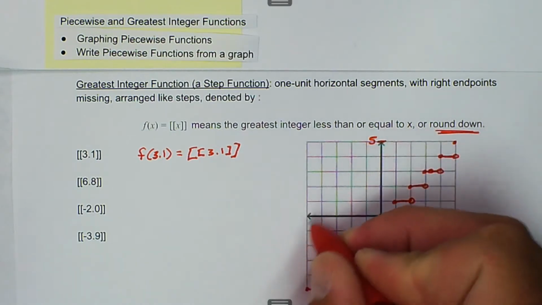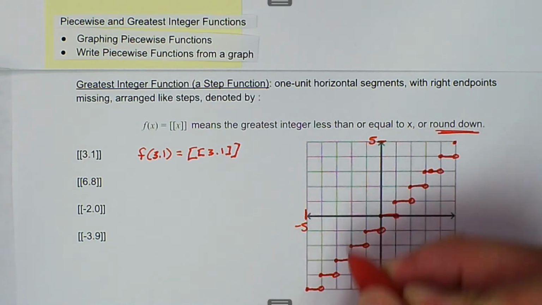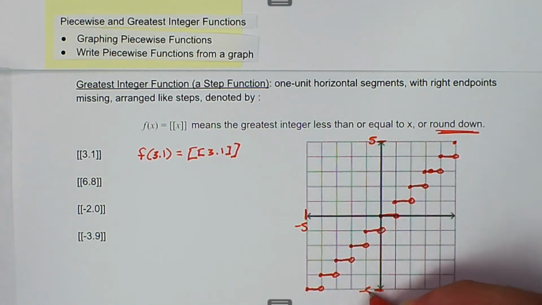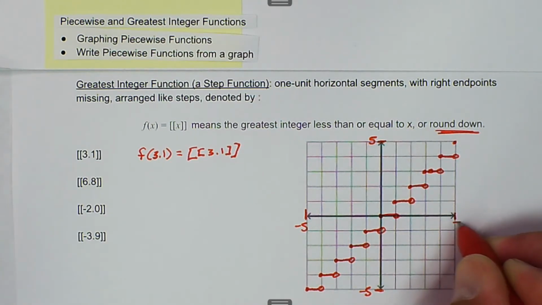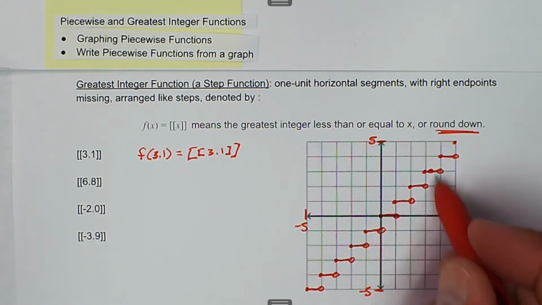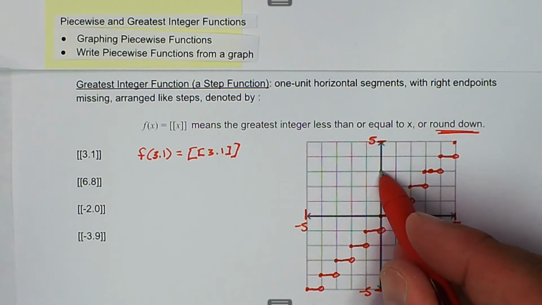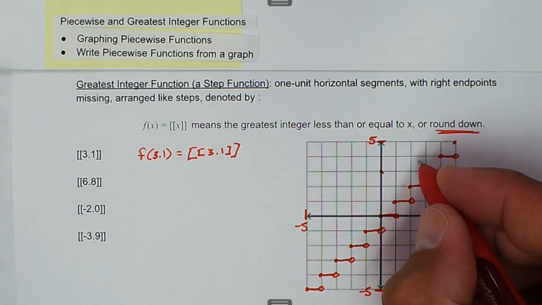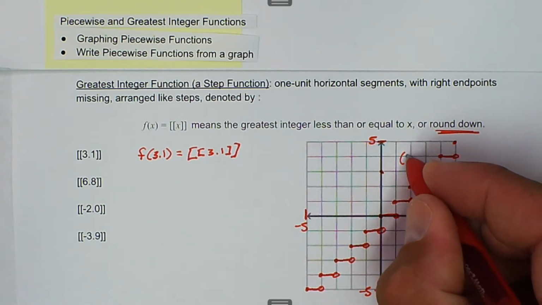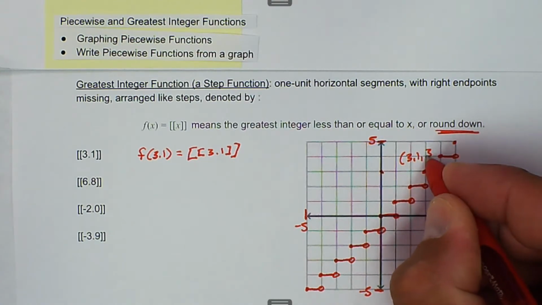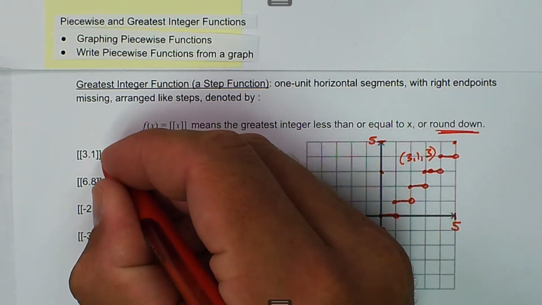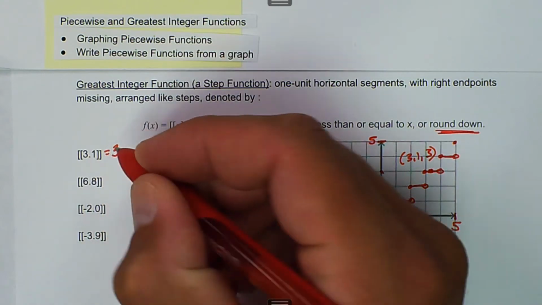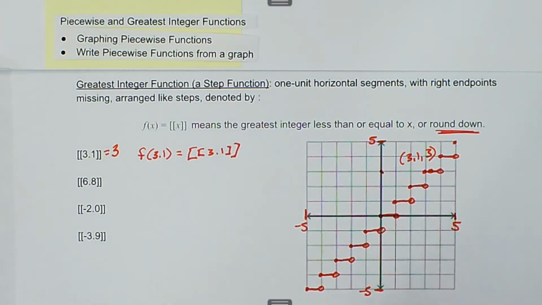So we can label our axis so we're all sure what our values are. If we go over to 3.1, then we go over to 3. That's our output value. So that's going to be the point 3.1, comma 3. So our output value for this one would just be 3, or round down.